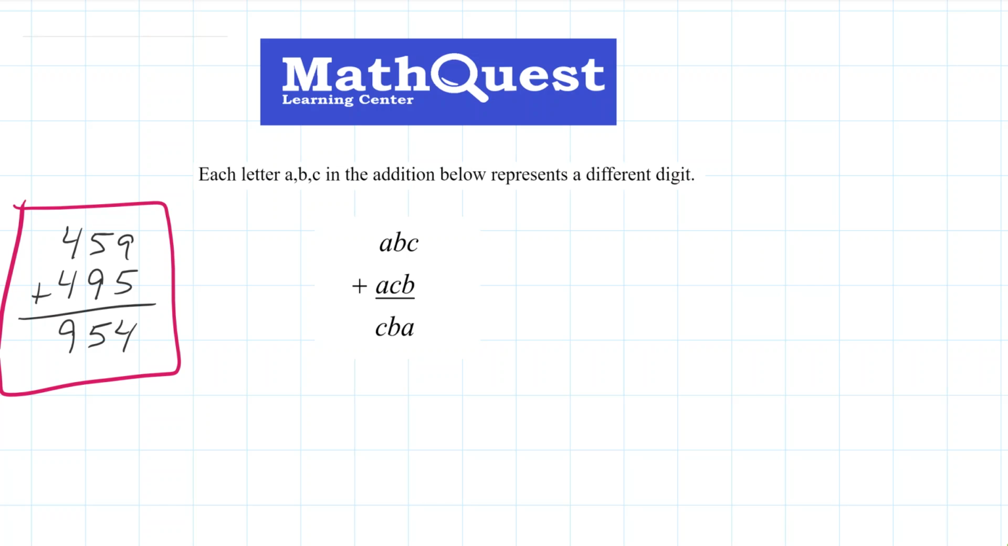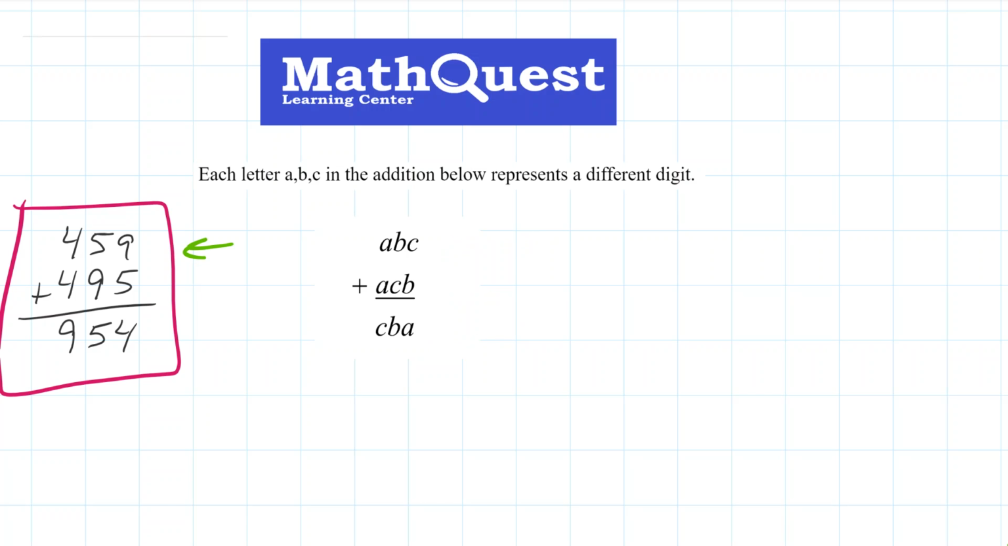I hope you had fun playing with our challenge last week. I'll remind you what that challenge was. We were adding two 3-digit numbers to get another 3-digit number. But the problem was all the digits in these numbers were being represented by letters, and we had to figure out what those letters were. And so here's the solution. A was equal to 4, and B is 5, and C is 9.